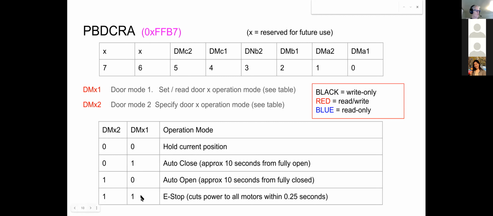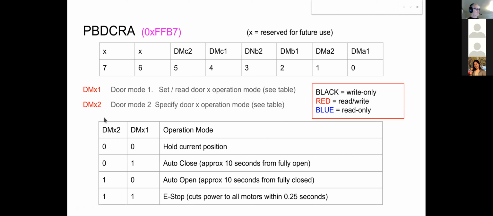And 1, 1 is an e-stop. Just freeze, something's wrong. Something dangerous is happening. We can just stop the motors and cut power and stop the doors in an emergency.